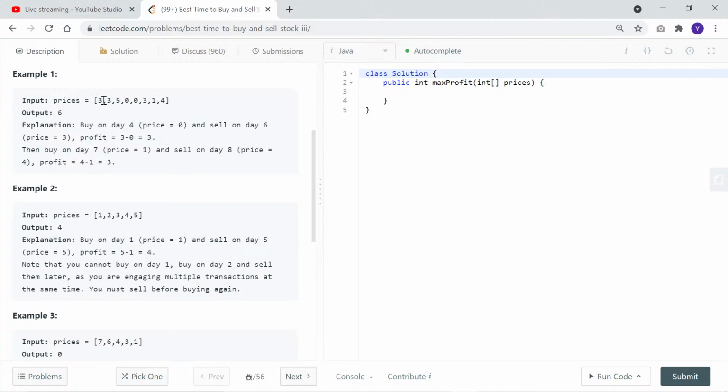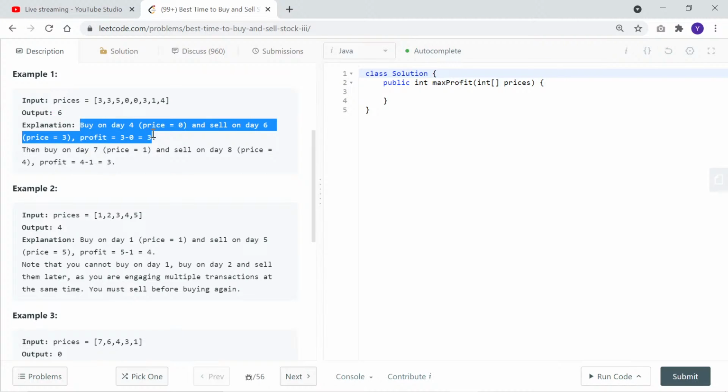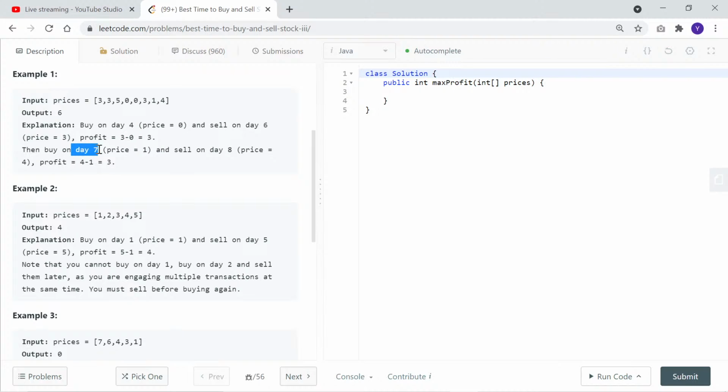The example is similar. For example, given this price series, the maximum profit we get is 6, because we can buy on day 4 and sell on day 6, then buy again on day 7 and sell on day 8. Adding these two profits together gives 6.